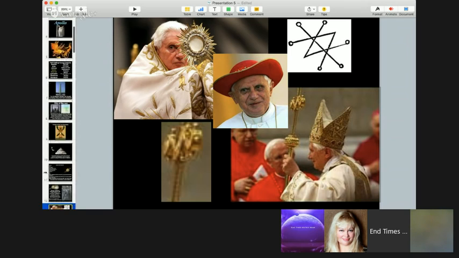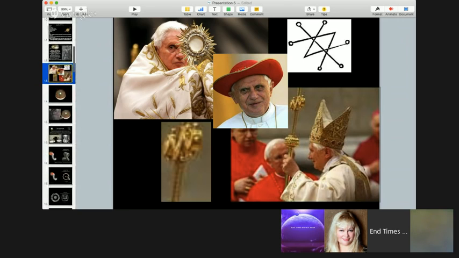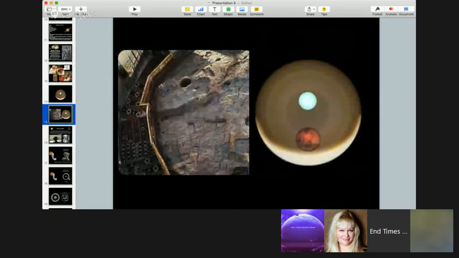A lot of people commented on the sign of Jonah in the end times, as Jesus was in the grave for 3 days. But some people pointed out that's also a sign. We're talking about the belly, a type of this belly of the beast thing.